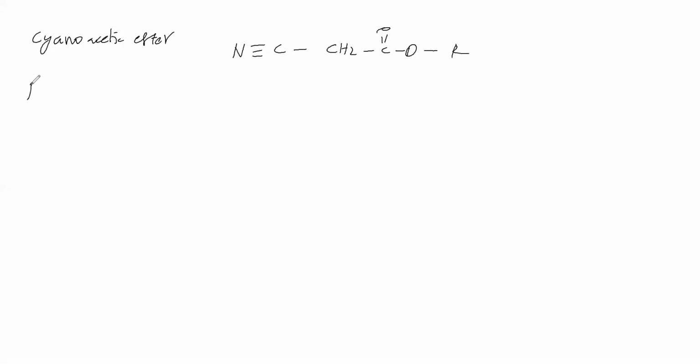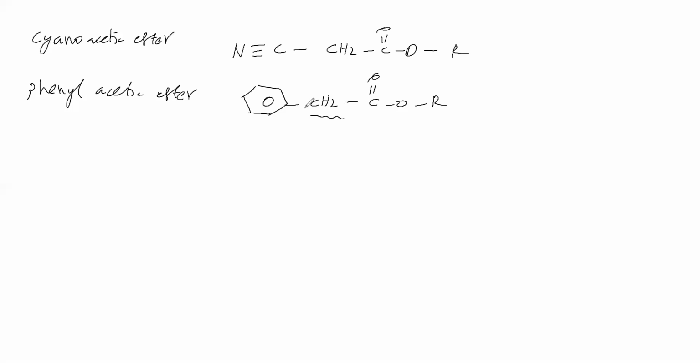Then phenyl acetic ester. A phenyl group with an acetic group, acetate. Phenyl acetic ester. Now this CH2 is flanked by one electron withdrawing group here and one electron withdrawing group here. Therefore, it is an active methylene group. Aliphatic nitro compound, benzyl cyanide. These are examples of active methylene groups.